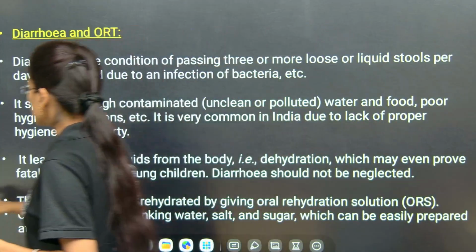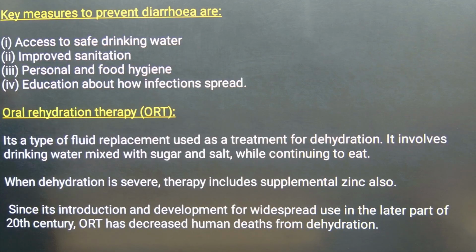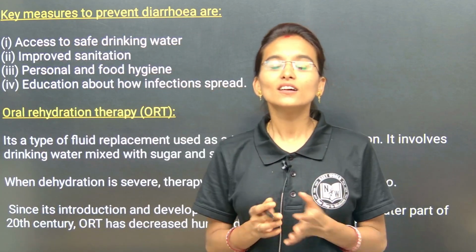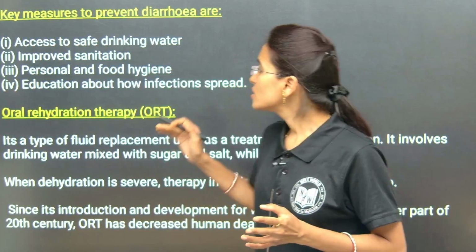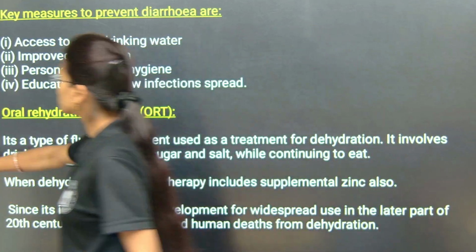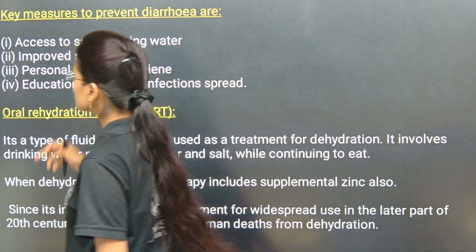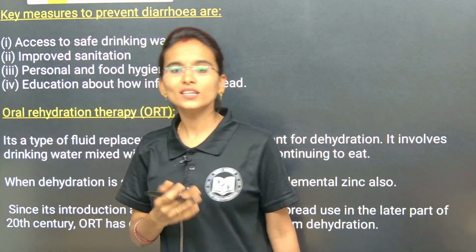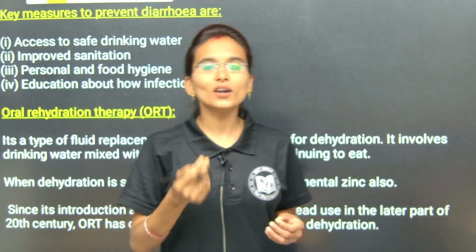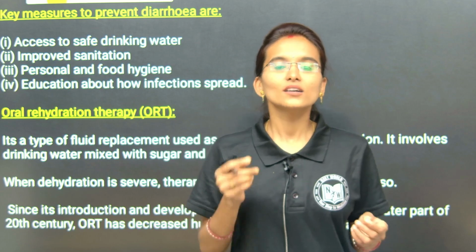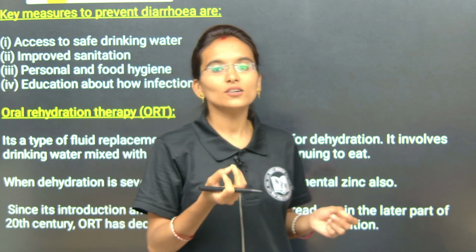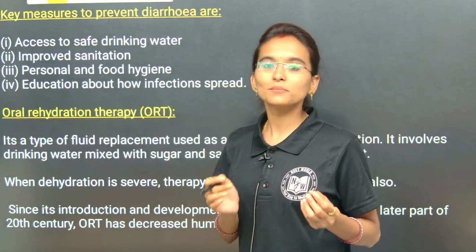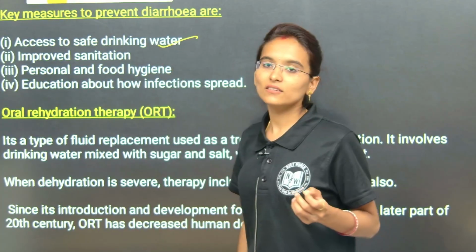Next one, have a look here, my dear students: key measures to prevent diarrhea. What are the preventative measures that we can take? First, access to safe drinking water. As I have said to all of you, not only in the rainy season, if possible daily try to drink lukewarm water. Daily try to boil the water and drink it hot boiled or lukewarm, so that you may be prevented from being affected with diarrhea.